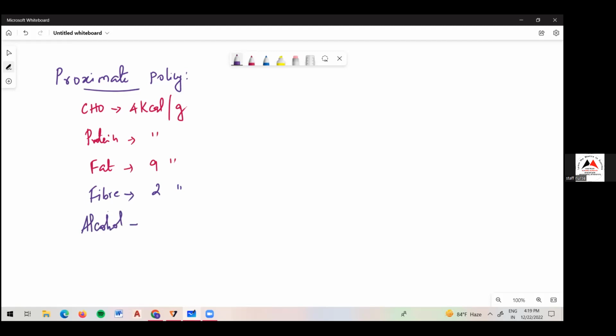Alcohol, like that, alcohol will give 7 kilocalorie. So as per the proximate principle, carbohydrate gives 4 kilocalorie, protein gives 4 kilocalorie, fat gives 9 kilocalorie, fiber gives 2 kilocalorie, and alcohol gives 7 kilocalorie. Is it clear? Yes, ma'am. Very good.